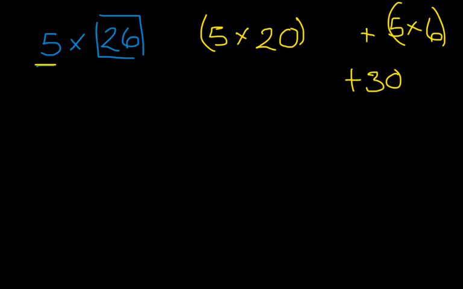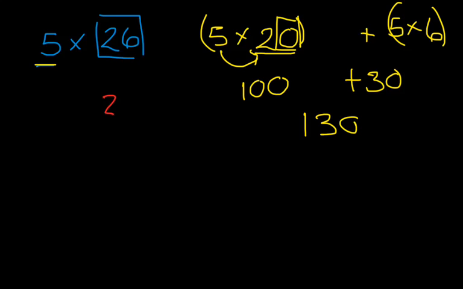But some people might get hung up on this 5 times 20. Well, remember, and this is something you may know, when you multiply a number that ends in a 0, you can just multiply the front end. So 5 times 2 is 10. And we have an extra 0 here, an extra place value. So we'll just put that there on the end. So 100 plus 30. 5 times 26 is 130.